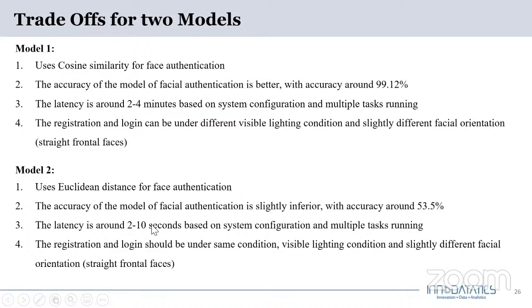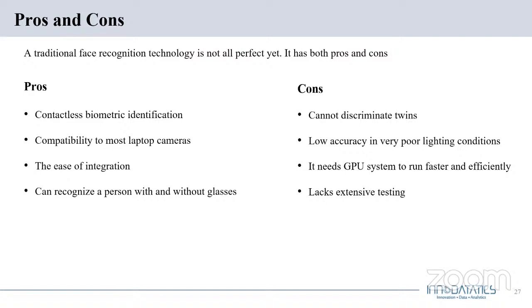The response time is quite better than model 1. The registration and login should be under similar conditions in this model, under similar visible lighting conditions, and maybe slightly different facial orientation. But the face should be frontal. The model detects frontal faces when the user is placed in front of the camera. Now I would like to hand over to Ricky to continue further.